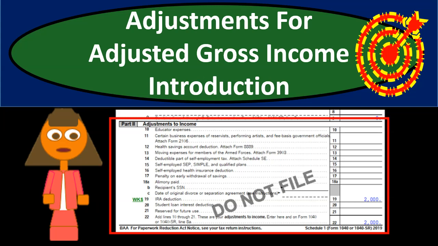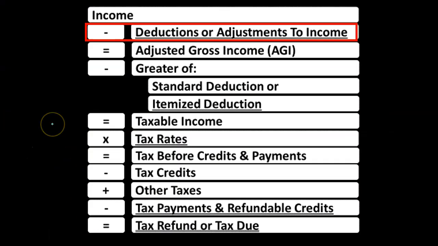In this presentation, we will discuss and introduce the adjustments for adjusted gross income. When thinking about our tax equation, we're on the second line. You'll recall the first line was the income, what's going to be included in income. Then we have our deductions or adjustments to income.